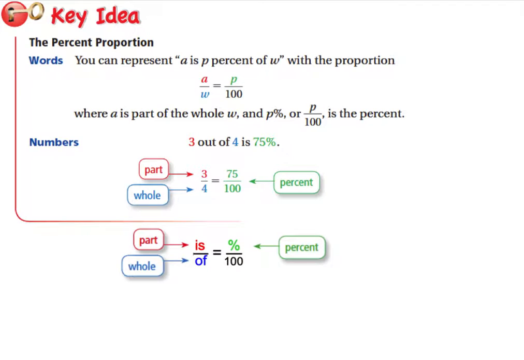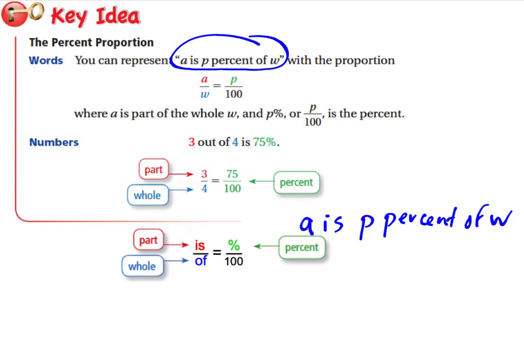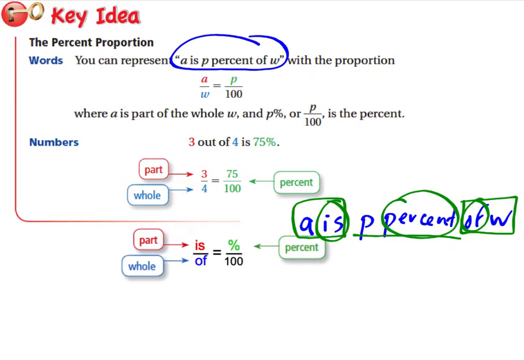Now there are some keywords that can help you. In a sentence, specifically, let's look at this sentence: A is P% of W. Notice the key words is, percent, and of. Notice that the part, the number, will generally group up with the word is. The whole amount will generally group up with of. And the percent will group up with the word percent. Kind of just the way English tends to work.